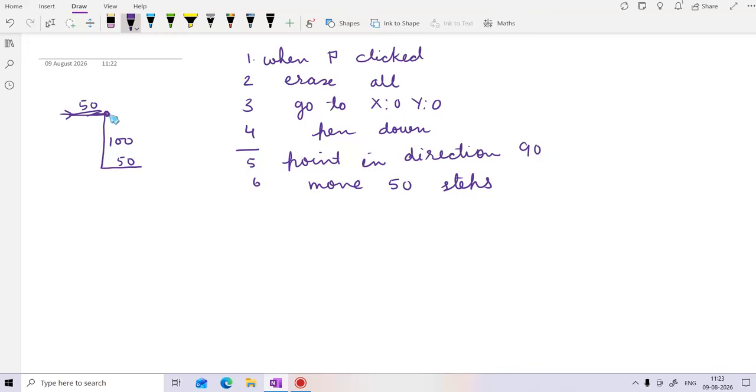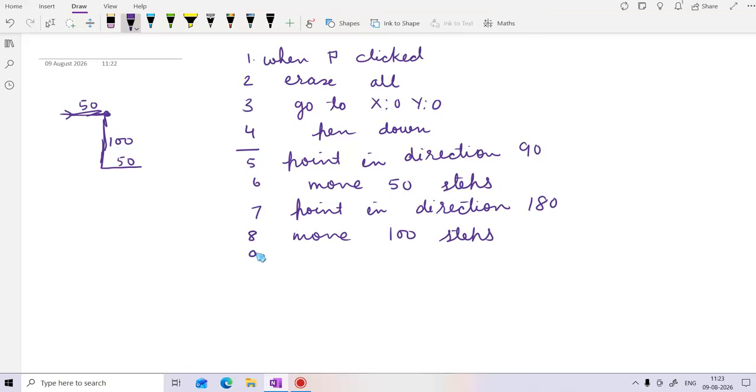Right. Now we are here. So you can see we are coming down. Alright, we are coming down. So number 7. You can see we can write pointing direction. Right, pointing direction we can take 180. And you can see 100 steps over. Then 9 means now we are here and we have to go this side.